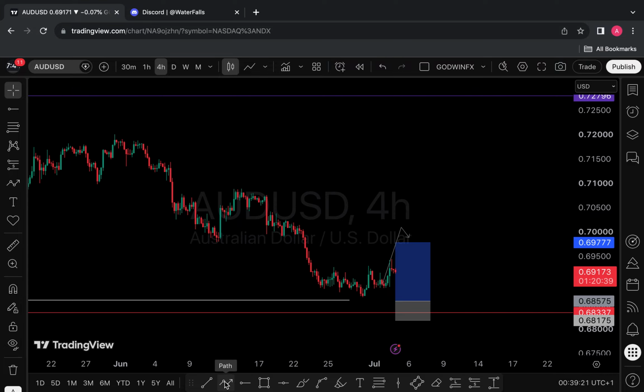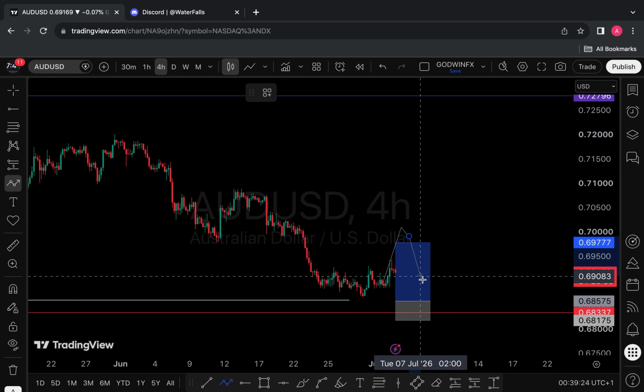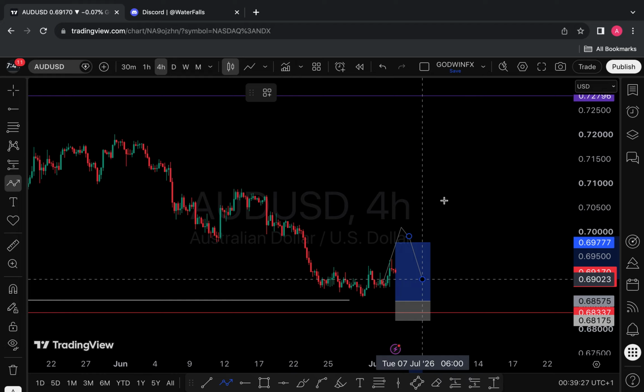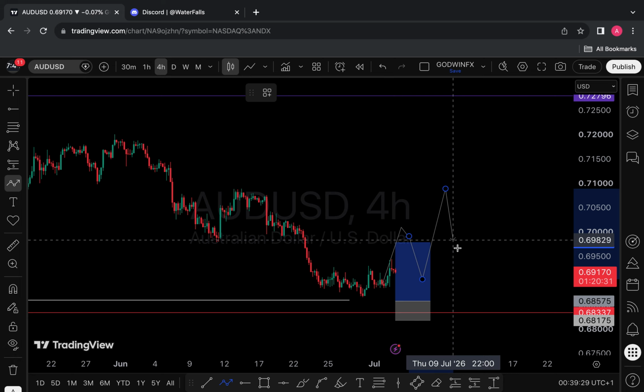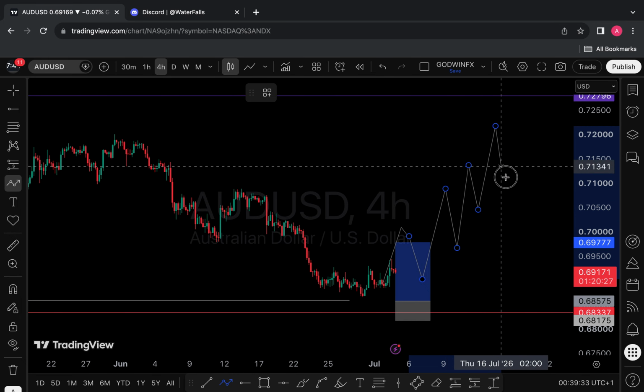In that case, what I want to do on my 4 hour is that I just want to look for a pullback, that is, a retracement. Then, when the retracement is about to end, I will take my buy. Look for a retracement again, I will take my buy. Again, I will take my buy.